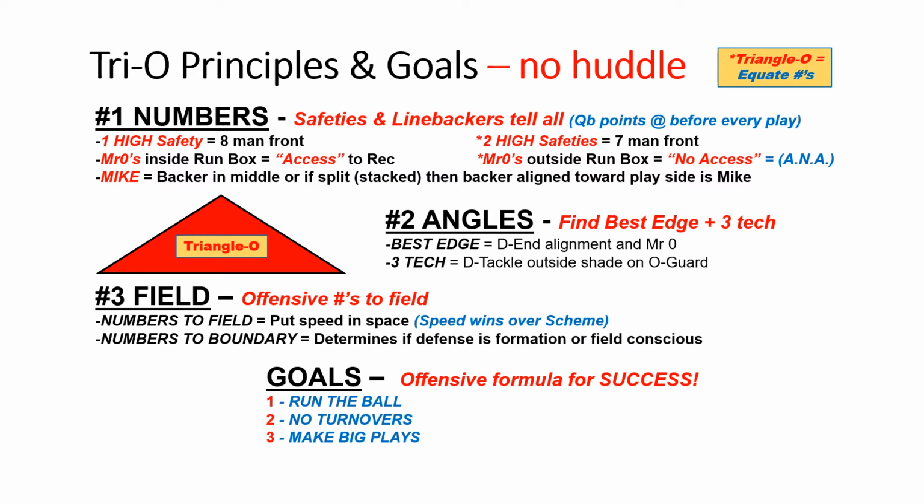Last is field. We want to get our offensive numbers into the field or speed into space. Speed always wins over scheme. So you're going to see we're going to line our A and our Z receivers, that slot, to the wide side of the field most of the time. Second thing you can do is you can go ahead and go a 3-by-1 set and actually put that into the boundary early in the game. This will help you determine if the defense is formation or field conscious.